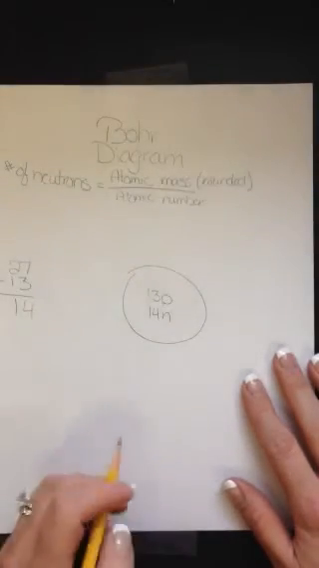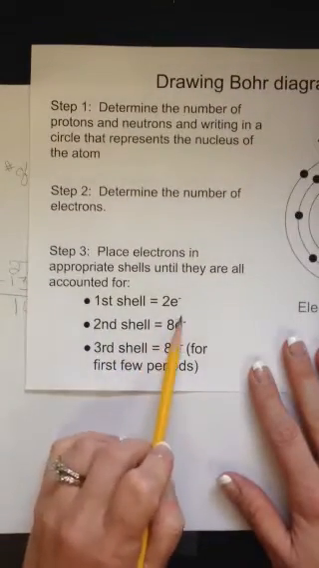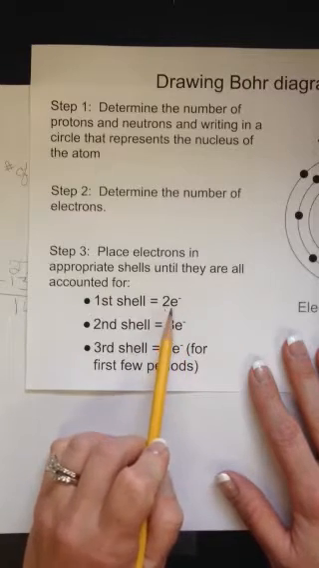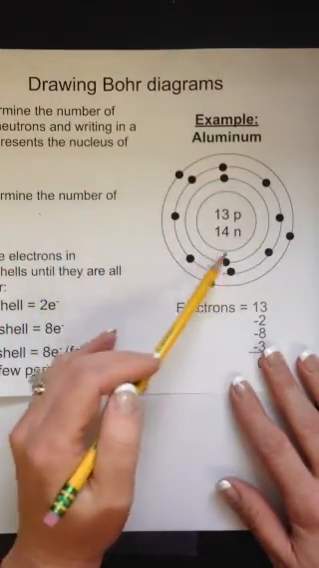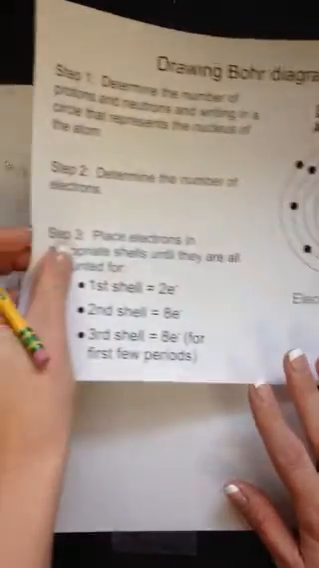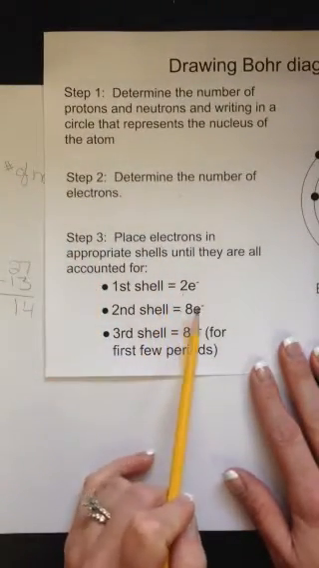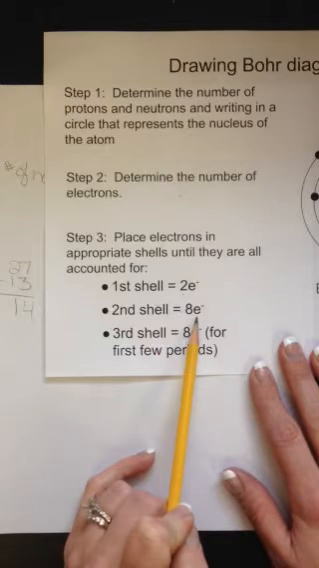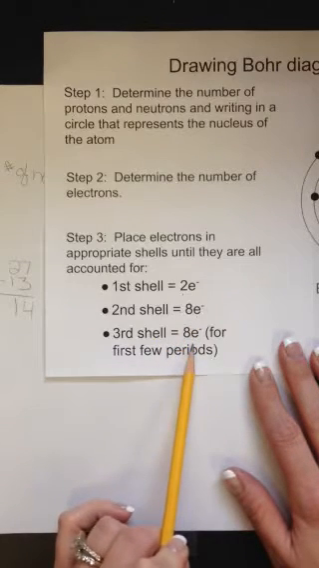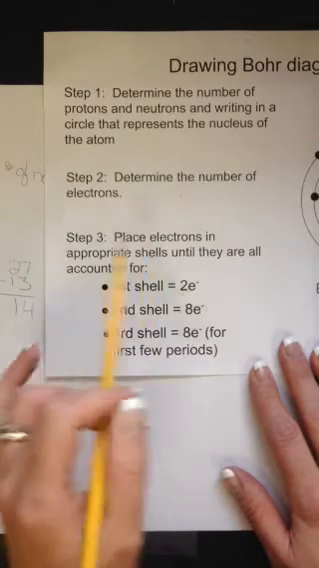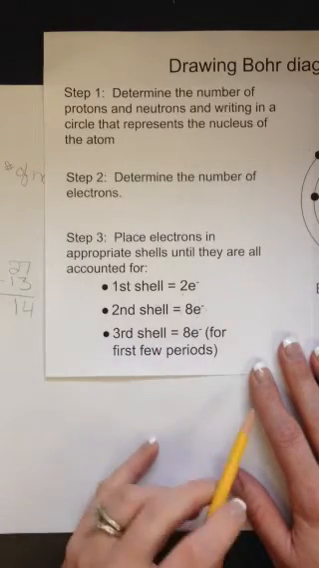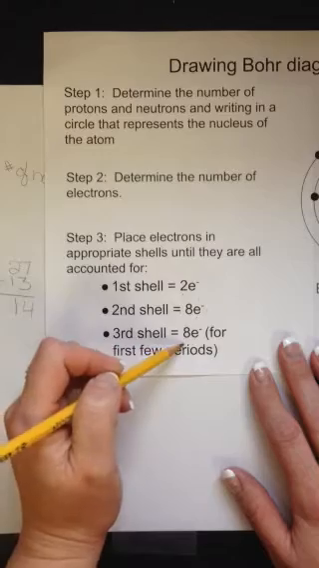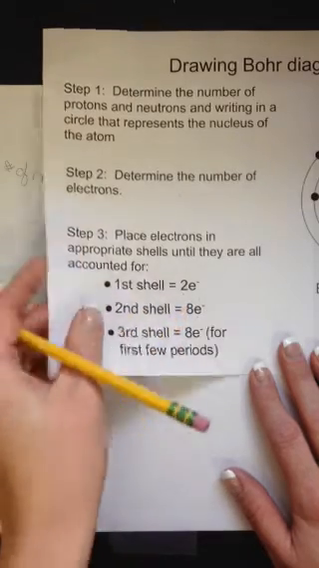So how do we do this? The first shell always holds 2 electrons. Okay? That's the shell that's closest to the nucleus. Our second shell holds 8 electrons. Always holds 8. And then the third shell also holds 8 electrons for the first few periods, but we're not going to get into that because that's more complicated chemistry. So for our intents and purposes, the second shell and the third shell both hold 8 electrons. Our first shell holds 2 electrons.